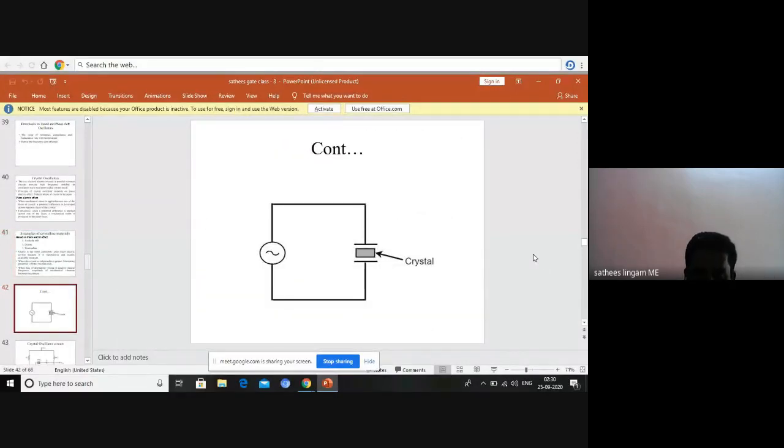Here, one crystal is placed in between two plates. When we apply an AC signal on those plates, the crystal itself gets vibrated. So when you take the output from the crystal, you can find some oscillation, that AC signal. This is the common procedure we have.